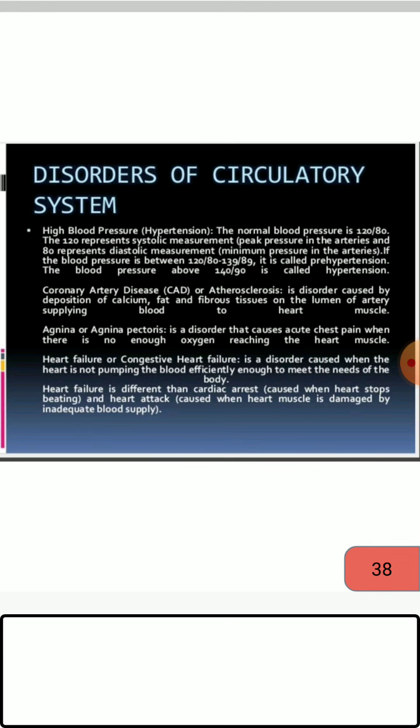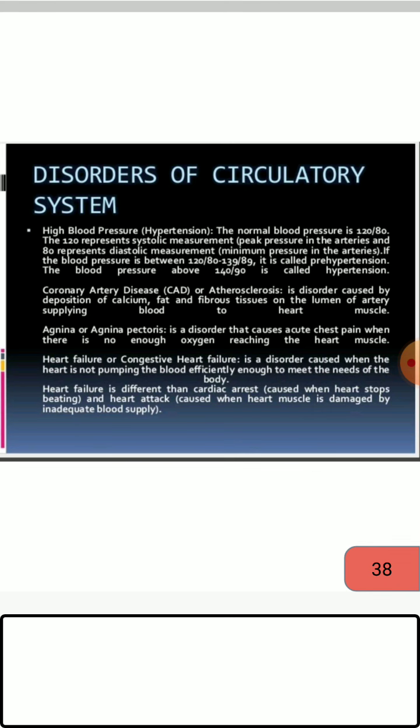First is high blood pressure, hypertension, okay? You all know about high blood pressure. It's a very common disease these days. In high blood pressure, you know that the normal blood pressure of a human is 120 by 80 mmHg, okay?